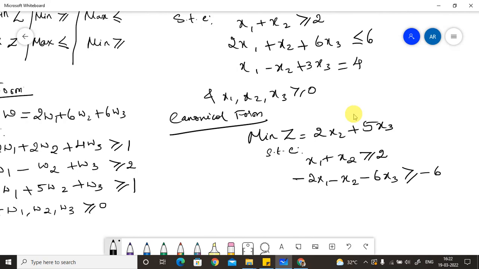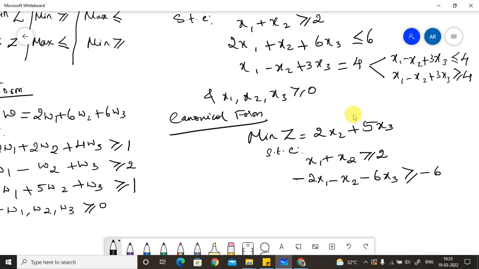But what about the third constraint? In the third constraint it is written x1 minus x2 plus 3x3 equal to 4. The same thing can be rewritten in two ways: x1 minus x2 plus 3x3 less than or equal to 4, and x1 minus x2 plus 3x3 greater than or equal to 4.